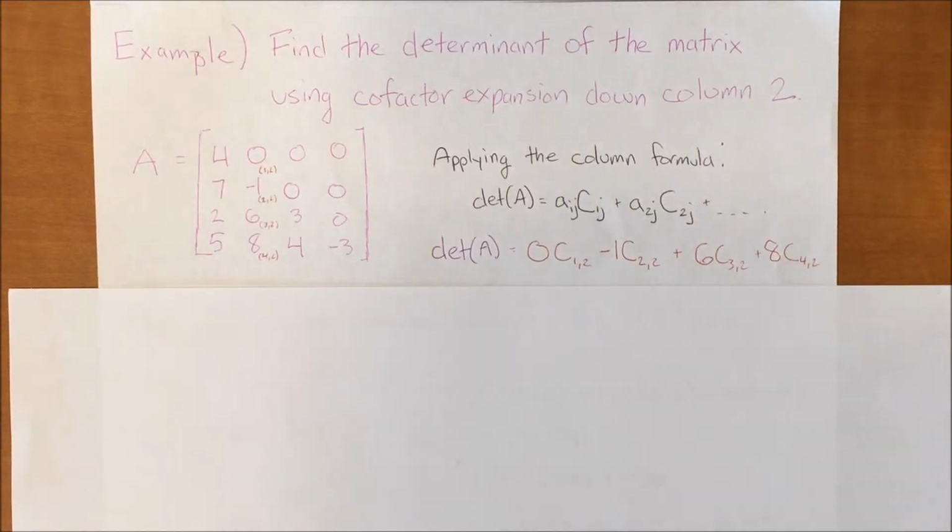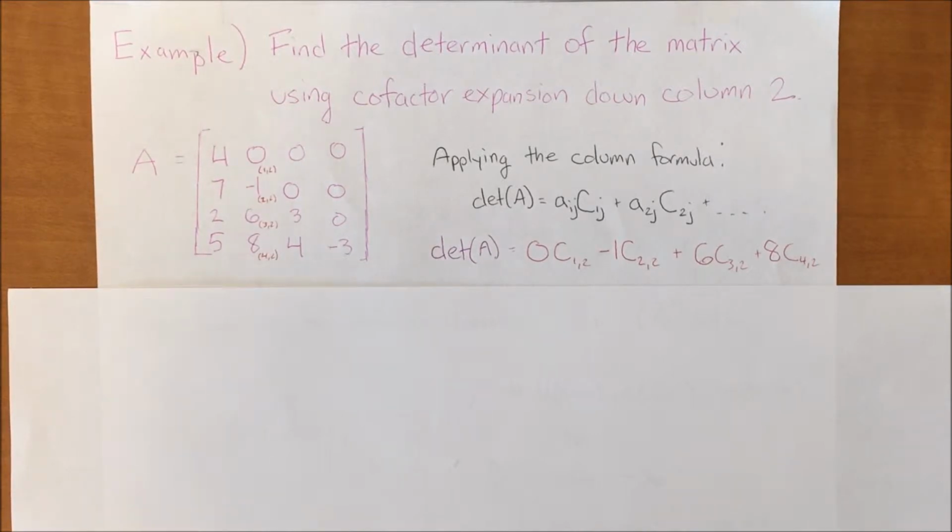Okay, let's look at our first example here. Find the determinant of the matrix using cofactor expansion down column 2. Let's use the column formula that we learned earlier. Substituting values of column 2, we get the determinant of A equals 0 times the cofactor of 1,2 minus 1 times the cofactor of 2,2 plus 6 times the cofactor of 3,2 plus 8 times the cofactor of 4,2. Notice first how we could eliminate cofactor 1,2 because of its 0 coefficient.